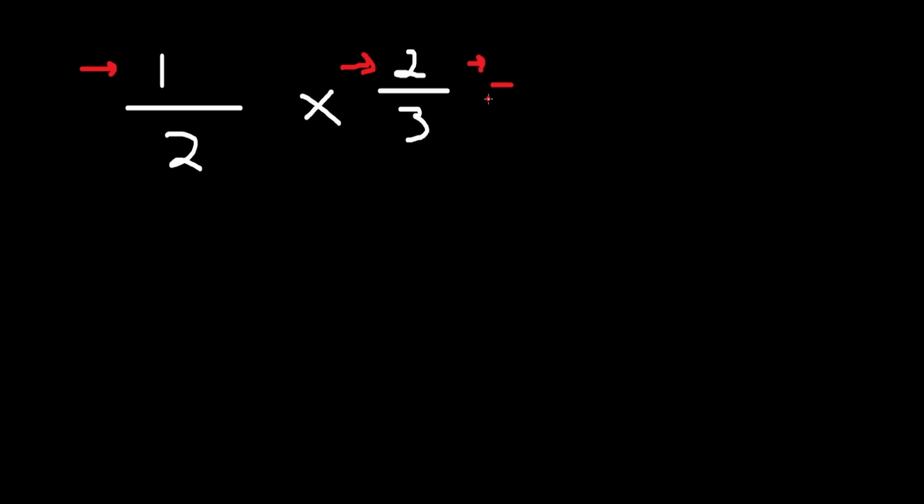So let's say we have 1/2 and we are multiplying it by 2/3. Okay, so that would mean that the 1 and the 2 are the numerators in this situation. So in order to get my new numerator, I'm going to have to do 1 times 2, which of course is 2. So that will give me the top of my fraction.